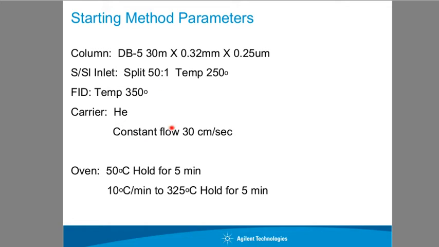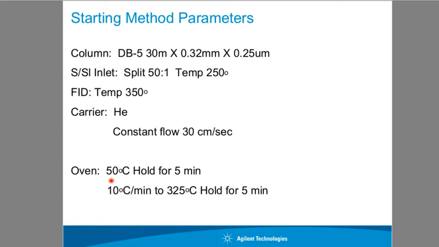My carrier gas is helium. I'm starting kind of midway in the velocity range for helium at 30 centimeters per second. I'm going to start with a really, really mild oven program, and this is pretty generic, and this is where I would suggest most people start.